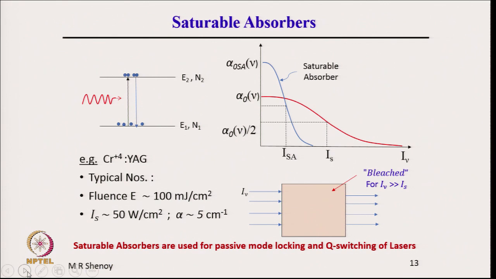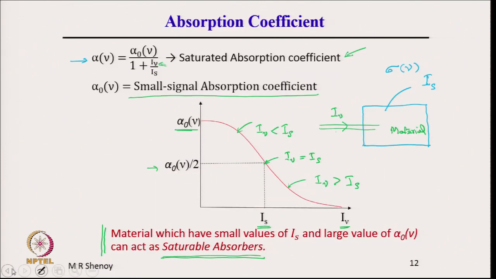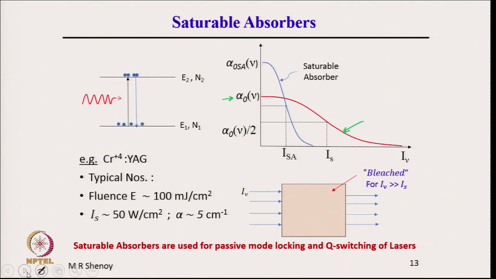So, if you have a two level system, then we have the expression for the absorption coefficient, and we know the small signal absorption coefficient alpha 0 of nu, and the red curve is the curve which I have plotted in the previous slide. So, we can see the previous slide here. This is the red curve, the absorption coefficient, and the discussion of variation of absorption coefficient with the intensity I nu.